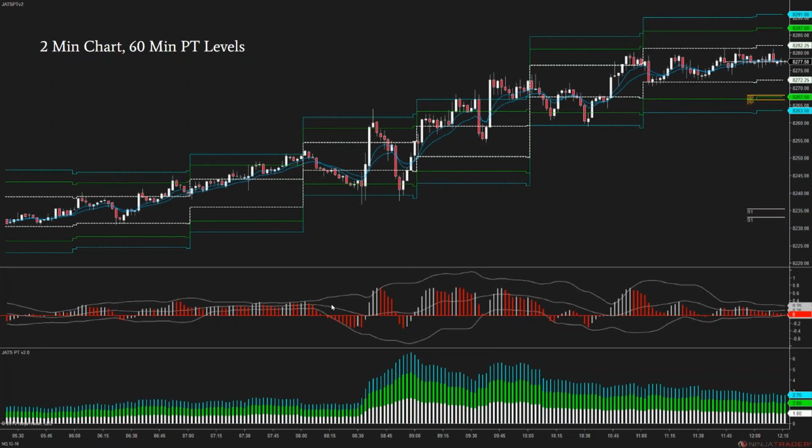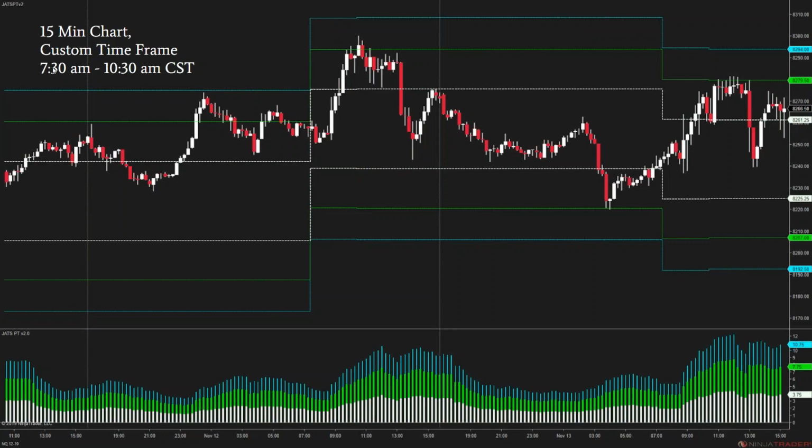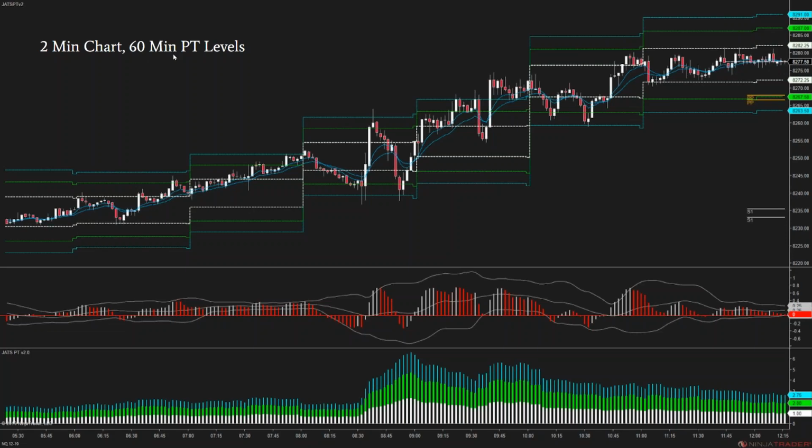Here's a 2-minute chart with 60-minute profit target levels, and the same concept from the custom time periods. I took a 3-hour time period and averaged it for my levels. And then here's the 60-minute range profit target levels. And there are so many ideas for trading strategies with this. You do not know, since I just got the indicator out today. So I haven't had time to put together the Bloodhound templates. I'll be working on that this month.